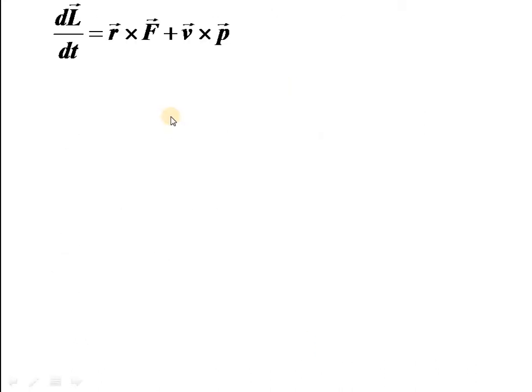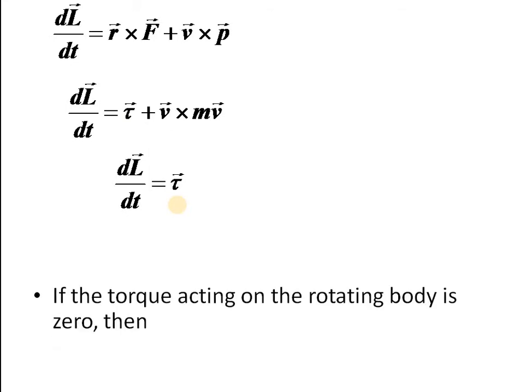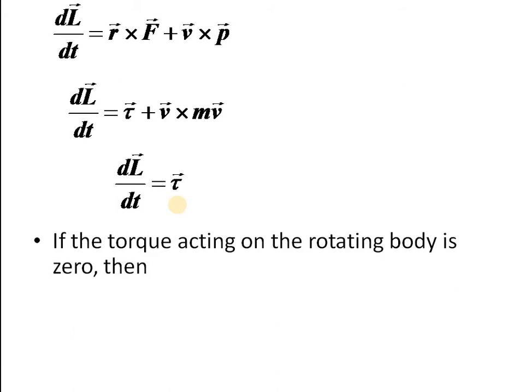So a slight modification of this equation. r cross F is torque, so we replace it with torque, and p is momentum, mass times velocity, so here you have v cross v coming, which will definitely be 0. So you can write simply dL by dt equals torque. Rate of change of angular momentum is torque. Now if the torque acting on the body is 0, if there is no external torque on the body, then obviously the angular momentum must be constant. There is no other alternative because the body is moving, so you cannot say that angular momentum is 0. That is an unrealistic case. So we get the case that angular momentum is constant.